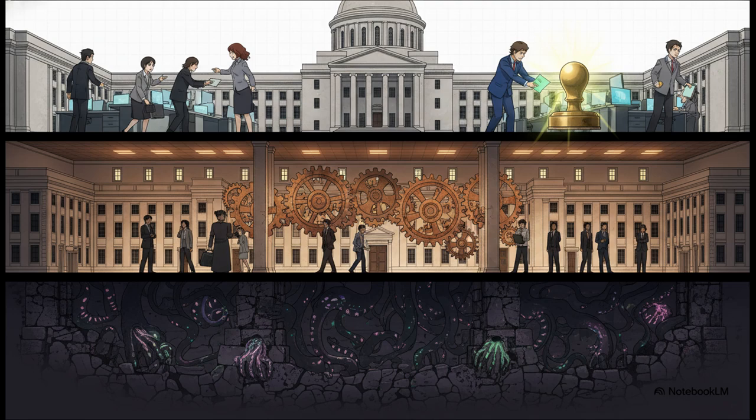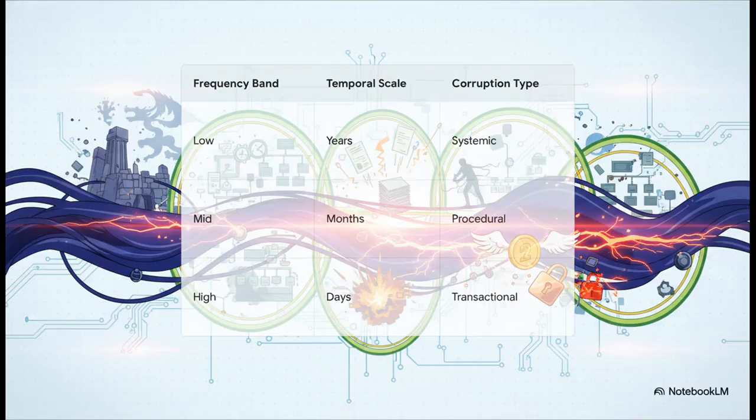Now, the reason corruption is so dang hard to find is that it happens on completely different scales, on different timelines. You've got systemic corruption, the big institutional stuff, which plays out over years. Then there's procedural corruption, like bid rigging, which happens over months. And then you have the day-to-day transactional stuff, like a simple fake invoice. Until now, you needed different tools to even have a chance of seeing each one. And this just lays out the solution so perfectly.